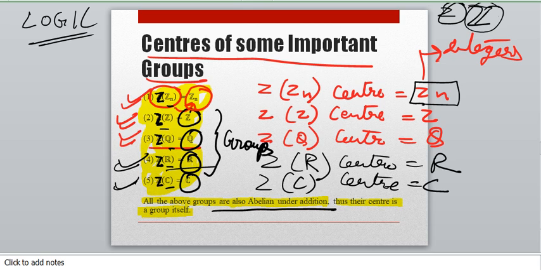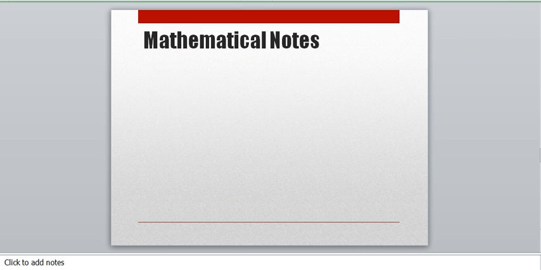Okay, moving on to the next part, students. In the next part they have given us a slide which says mathematical notes. Here I'm going to explain some of the centers of groups which are given in mathematics. So let's start with the centers of groups, and this first slide we will do in a different color, blue.